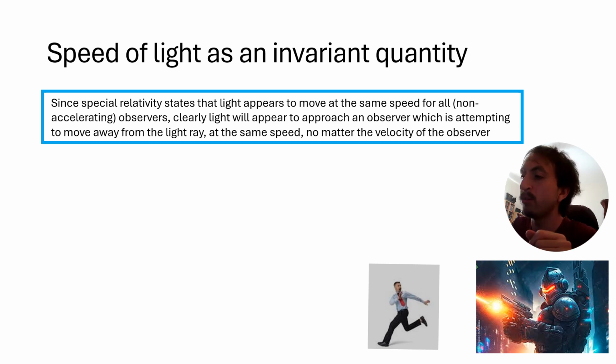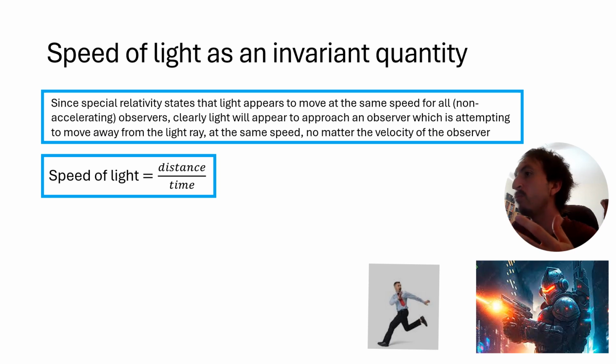So, that's rather bad news, I suppose, for the human anyway. But now if we want to turn this idea, the universality of the speed of light, into an equation, then we have to kind of define speed, because this principle is all about the speed of light. Well, speed by definition is just distance over time.